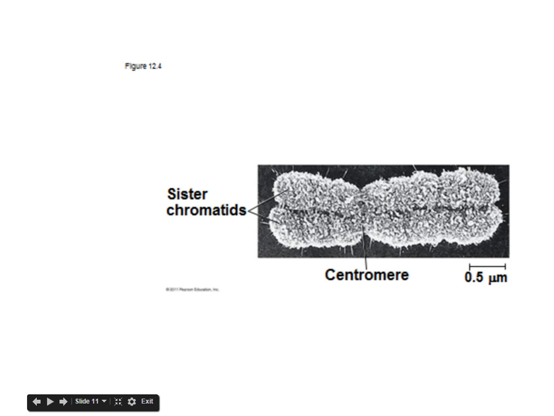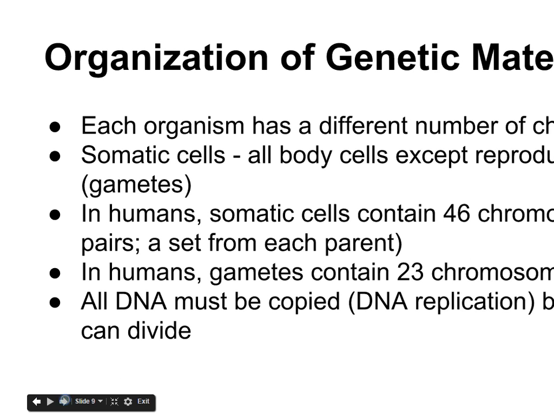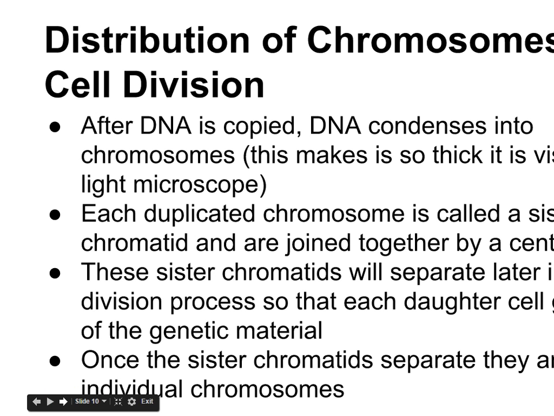After the DNA is copied, DNA condenses into chromosomes. This makes it so thick that it is visible under the light microscope. Each duplicated chromosome is called a sister chromatid and are joined together by a centromere. These sister chromatids will separate later in the division process so that each daughter cell gets a copy of the genetic material. Once the sister chromatids separate, they are called individual chromosomes.